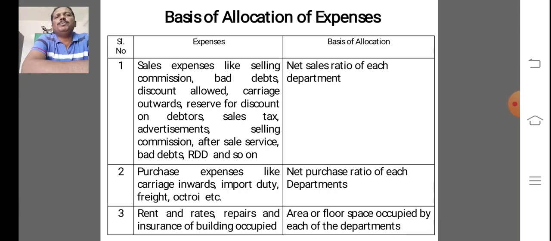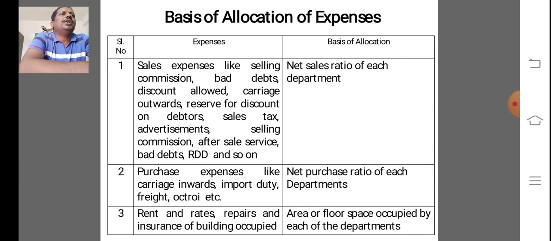So if the problem specifies any particular basis for apportionment, the same must be adopted and not the basis stated above. Indirect expenses of each department may be separately available, or a total without breakup for each department may be available. When the breakup of indirect expenses for each department is not available, the basis for apportioning indirect expenses among various departments, the items of indirect expenses, one by one, I am telling.